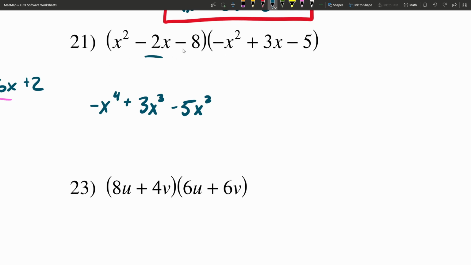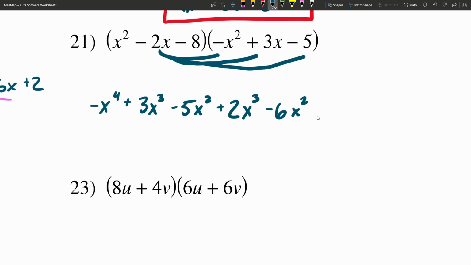Moving on to our second term, that negative 2x, combining that with negative x squared is a positive 2x to the 3rd. Negative 2x combined with 3x is going to be a negative 6x squared. And then negative 2x combined with negative 5 is going to be a positive 10x.